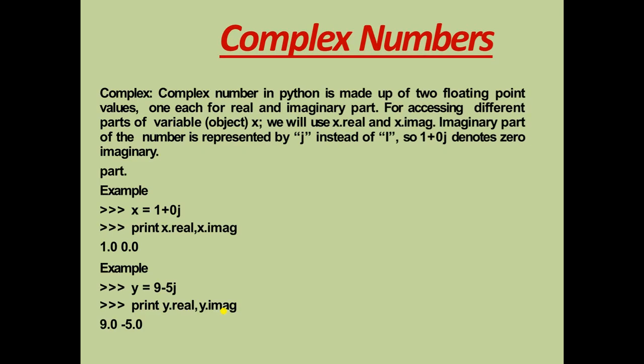Now the complex number. A complex number consists of a real part and an imaginary part. For example, x is equal to 1 plus 0j. Here 1 is the real part and the j part is the imaginary part. When you print x.real, it will give you 1.0. When you print x.imag, it will give you 0.0.